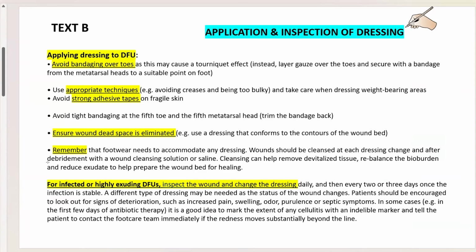Then the next paragraph is like for infected or highly exuding DFUs, inspect the wound and change the dressing. So something related to inspection, the assessment. So I have given the heading application and inspection of dressing. So text B is application and inspection of dressing. Now you can move to text C.